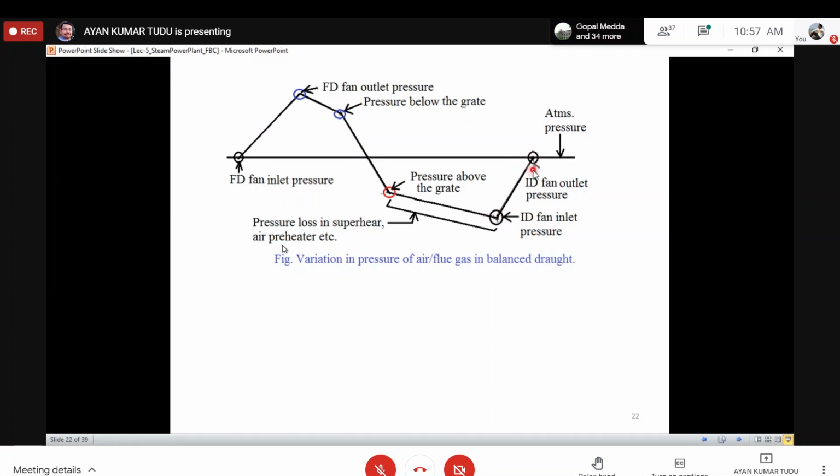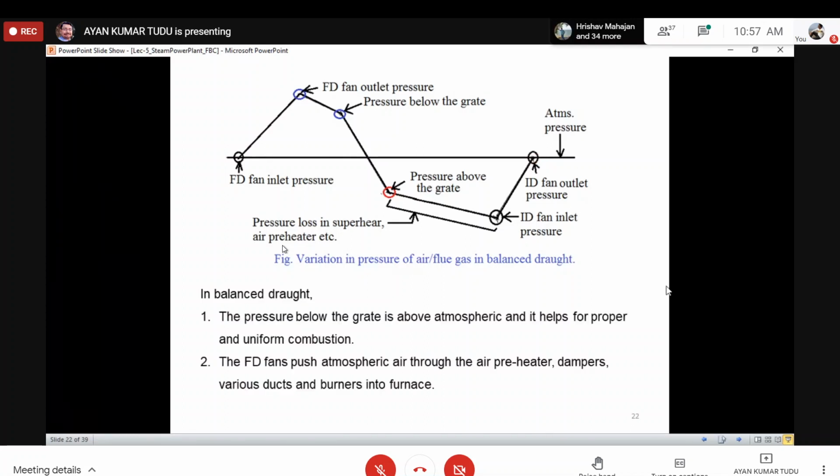again at atmospheric pressure, and we have the chimney after the ID fan, correct? So in balanced draught what is happening? As you can see, the pressure below the grate is above atmospheric and it helps for proper and uniform combustion of the fuel.